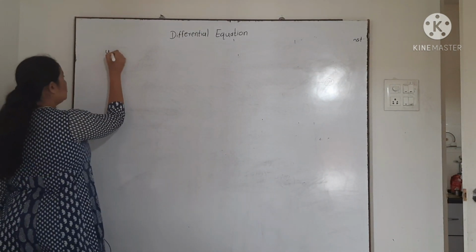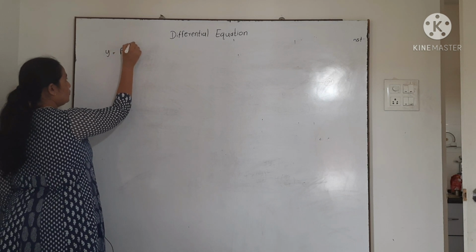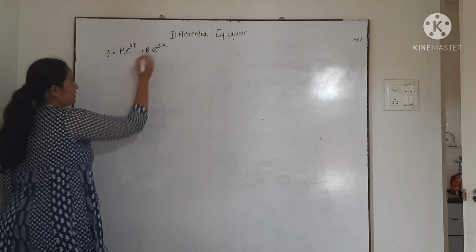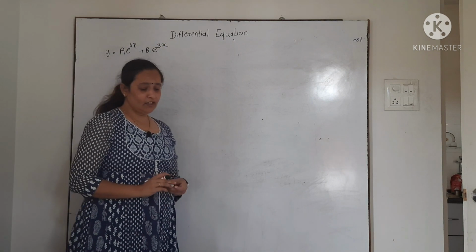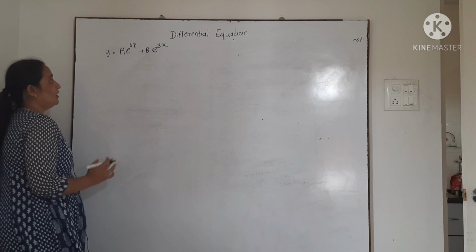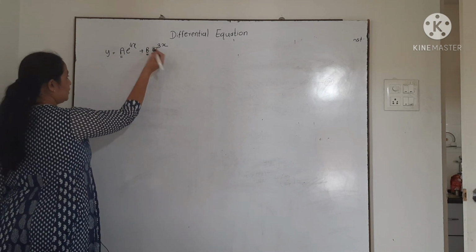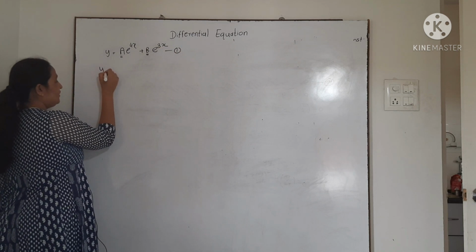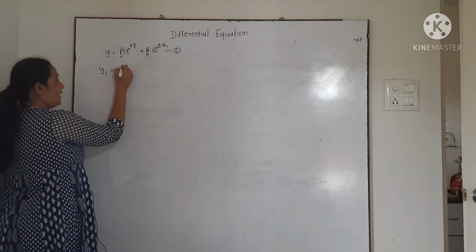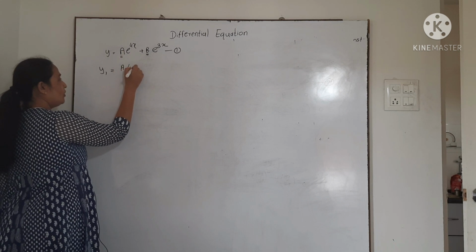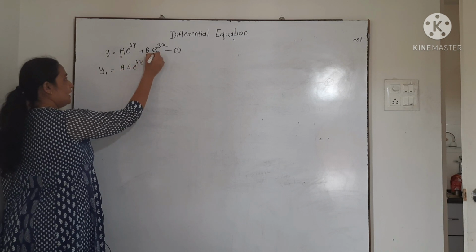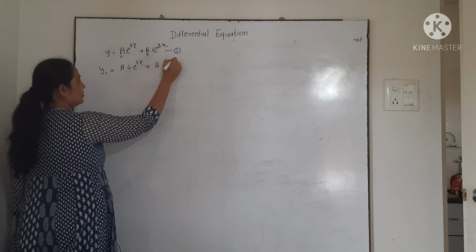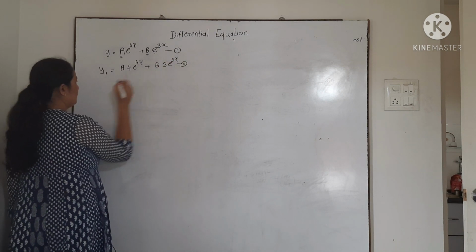Say y equal to a e raised to 4x plus b e raised to 3x. Again we have two arbitrary constants, so we will differentiate this two times. The derivative y1: derivative of e raised to 4x is 4 e raised to 4x plus derivative of e raised to 3x is 3 e raised to 3x. So this is equation number 2.